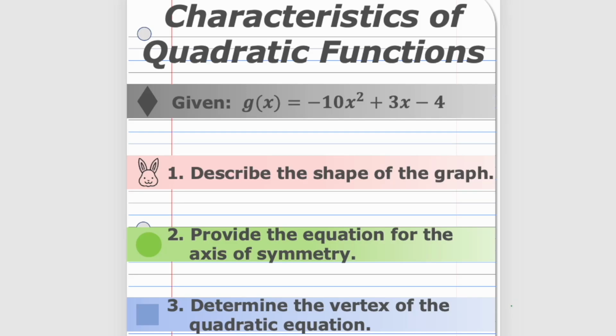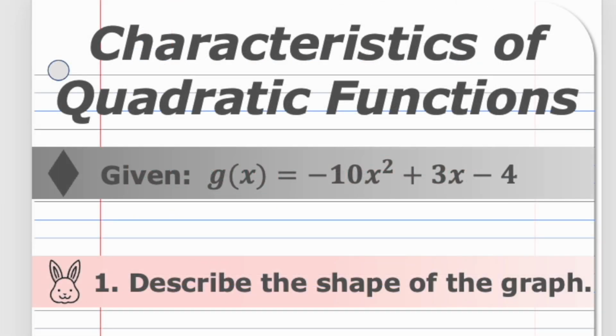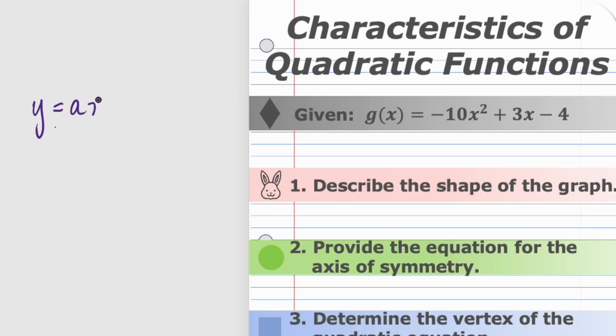In this video, we want to review some characteristics of quadratic functions, mainly the shape of the graph, the equation of the axis of symmetry, and then the vertex. Let's see if we can deal with a more challenging quadratic function. The version of the quadratic function given is in standard form. y = ax² + bx + c is the form, where a is negative 10, b is 3, and c is negative 4.